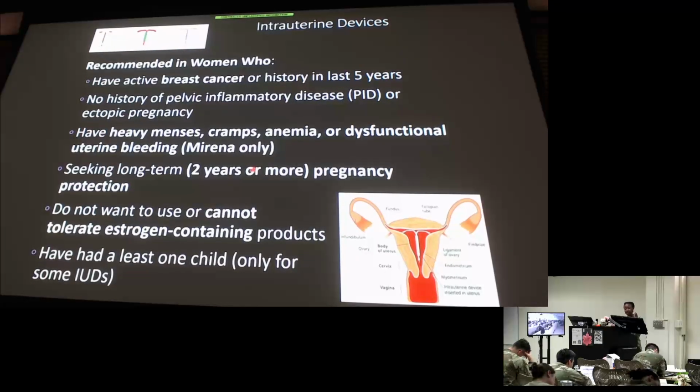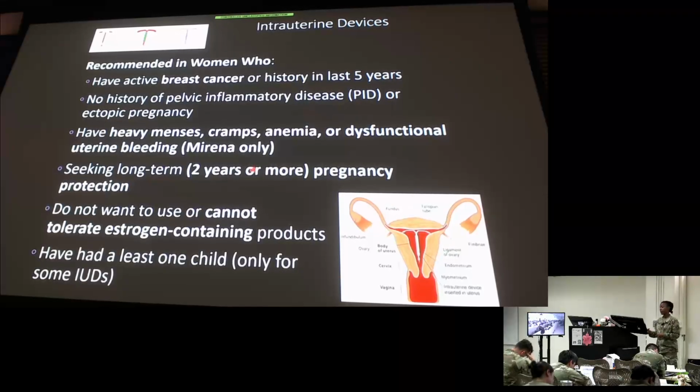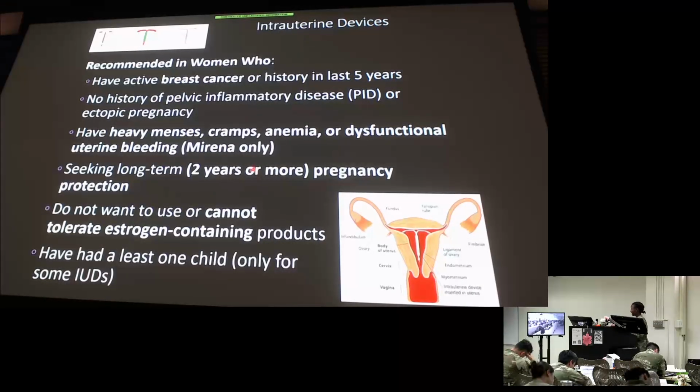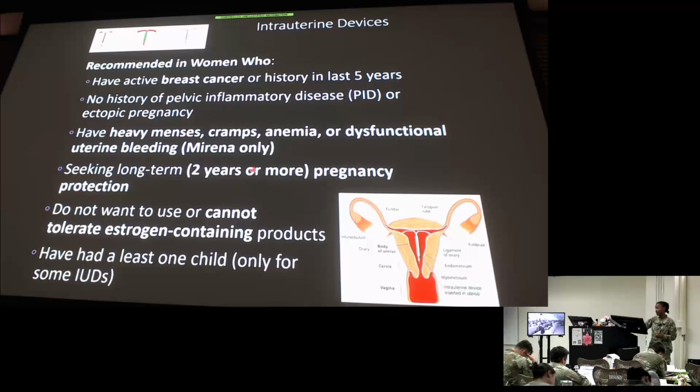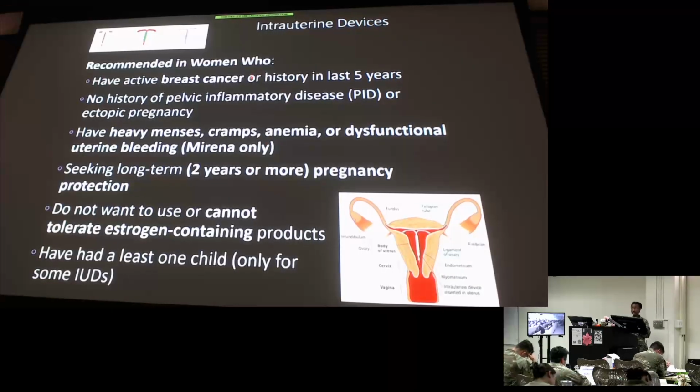Here are your IUDs. So more so looking at this in our patients who have breast cancer, because when we're looking at some of our other medications, they can potentially increase the risk, right? Especially our combined oral contraceptives of that breast cancer, especially if somebody has active breast cancer or within that last 5 years. So again, I have an option for them. I have my Paragard, my Mirena, or my Skyla that I can use. This is important that they don't have any PID or pelvic inflammatory disease or any type of history of ectopic pregnancies, because those can also be increased with the insert when we insert an IUD in the patient.